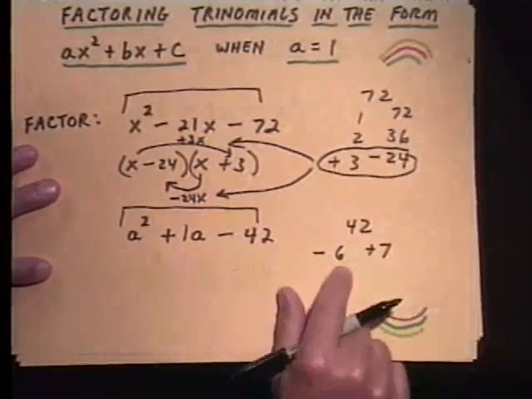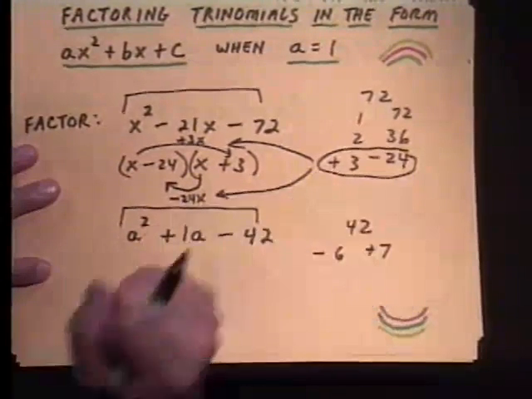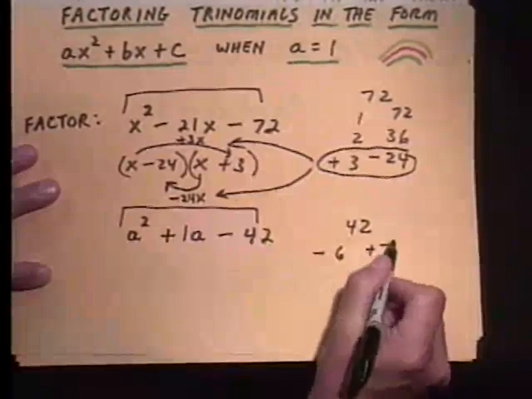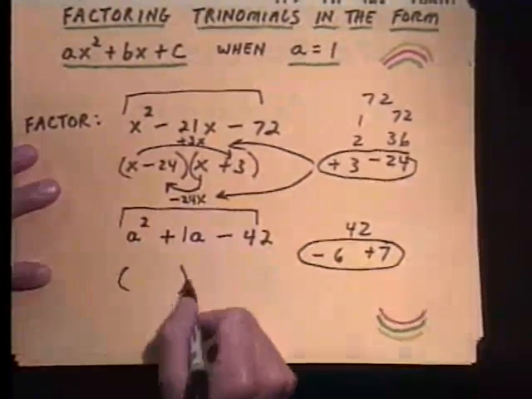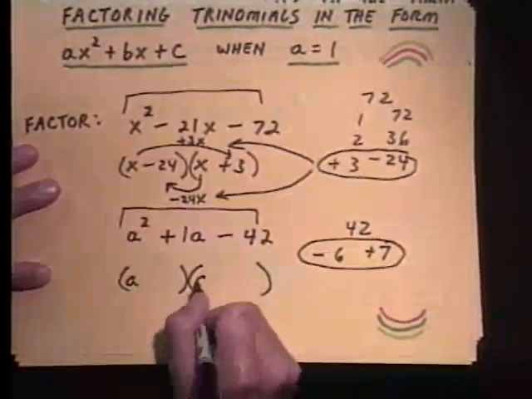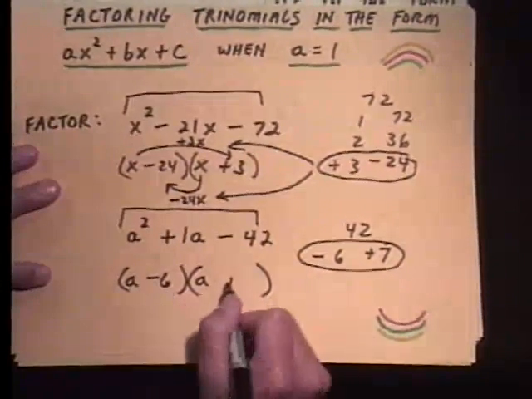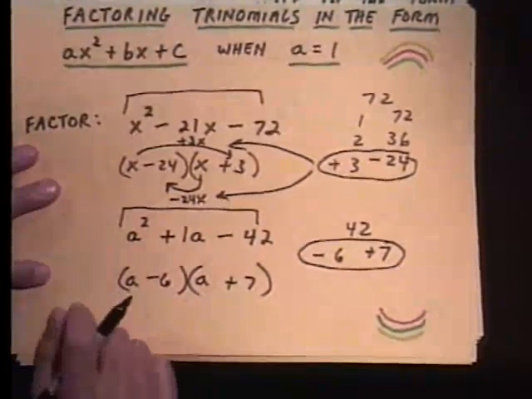So I love this method. You can never make a sign error. It's great. All right, so these are the rainbow numbers. Let's go ahead and break this trinomial apart: (a minus 6)(a plus 7). Minus 6, plus 7, it doesn't matter.